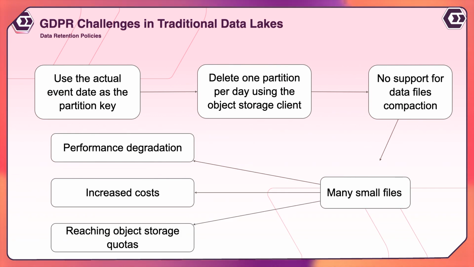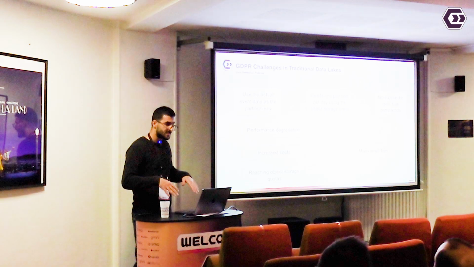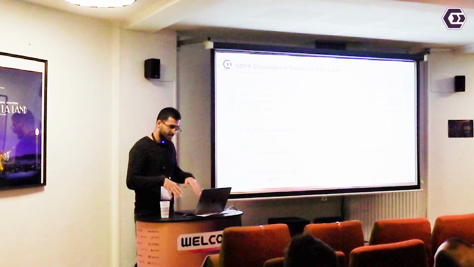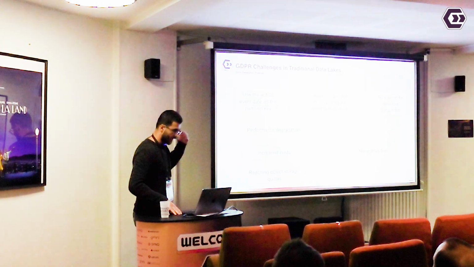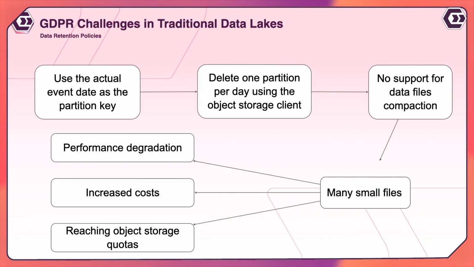An alternative approach is to use the actual event date as the partition key for the data lake and delete one partition per day using the object storage client. However, since traditional data lakes don't support data file compaction, writing data to random partitions can lead to the accumulation of many small files. This results in performance degradation because of the need to read a large number of small files for processing. This also leads to an increase in the cost of storage due to more get and list operations on the object stores, and even hitting object storage quotas such as the well-known AWS S3 503 slowdown.